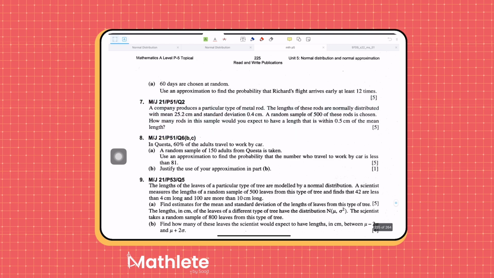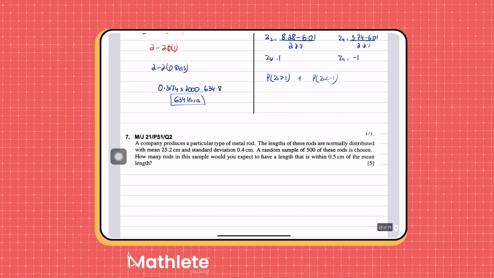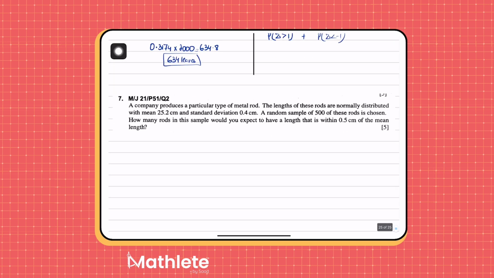Okay, see if you guys can do this. Normally it's the "within" or "these many standard deviations away from the mean" wording that students mess up in. So go ahead, see if you can solve this question.